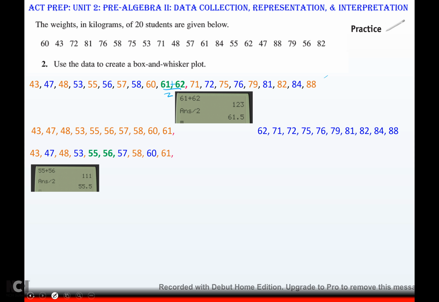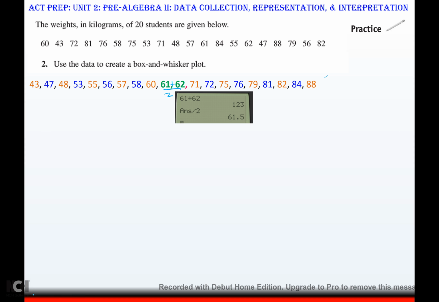well, I was going to write them all down, but sorry. Okay, so my median, because remember, we need a min, a max, Q1, Q2, Q3. Q2 is the median. So my median is 61.5. Okay, so that cuts my data in half.